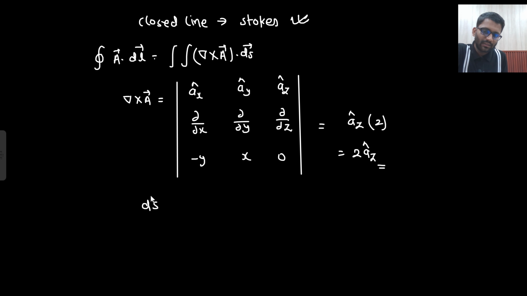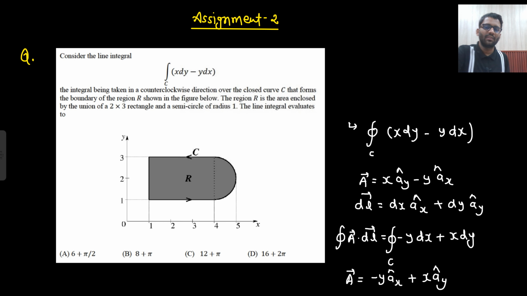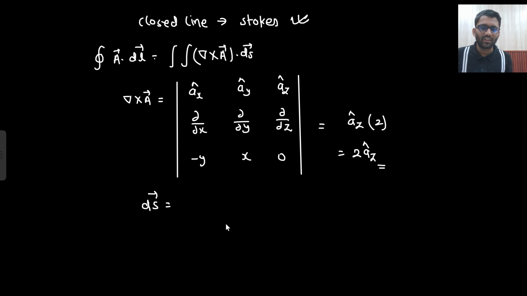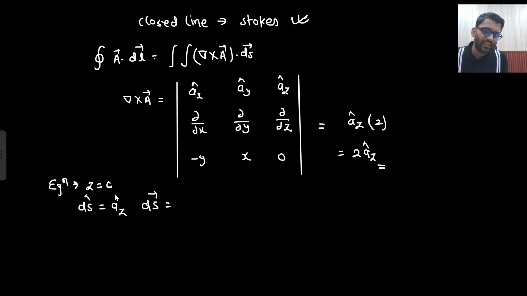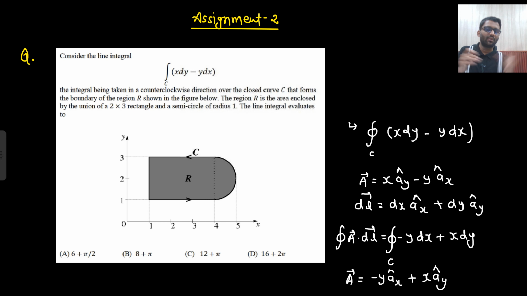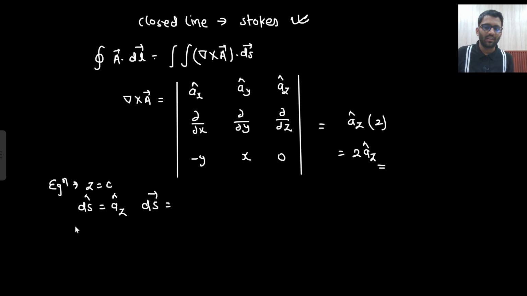What is your ds? Directly you can see. First see the rotation. Rotation is in this direction, so ds will be az cap. And what is constant here? z equals c is the equation of the plane, because x and y are variable. So what will be your ds cap? That would be plus minus az cap, but I will take plus az cap, because I will see the rotation. Rotation is in this direction, so plus az cap I am taking.